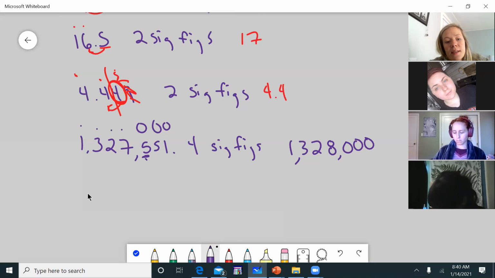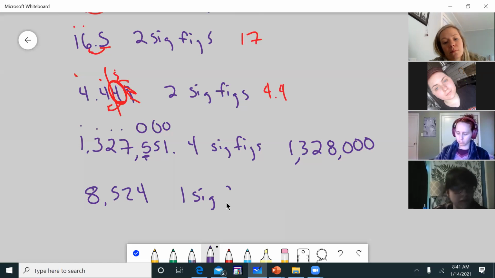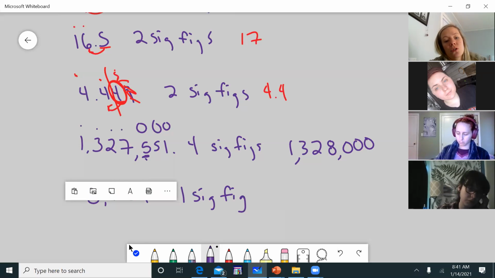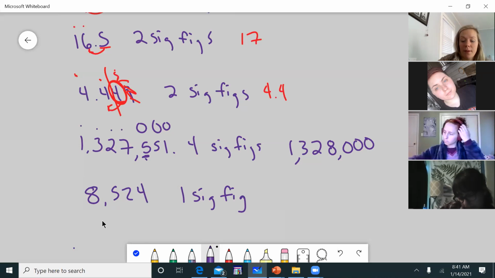So I'll give you another one. Let's say we have 8,524. And I want you to round this to 1 sig fig. So 8,524 rounded to 1 significant figure.